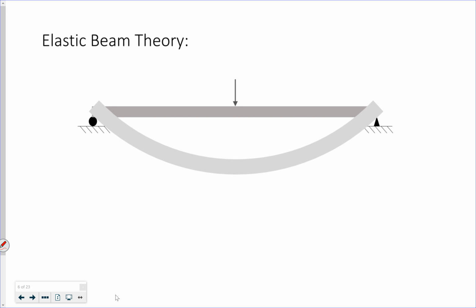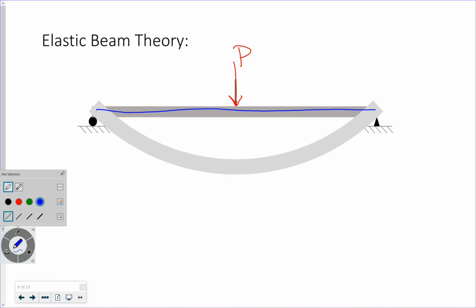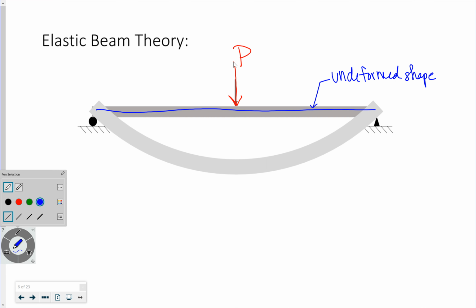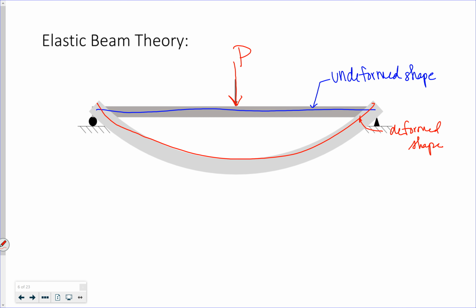So here I have a simply supported beam subjected to a concentrated load right in the middle. If this is my undeformed shape, and then this is my deformed shape, what do you notice? Is it negative or positive bending? It's positive bending, because it's happy, it's making a smile.